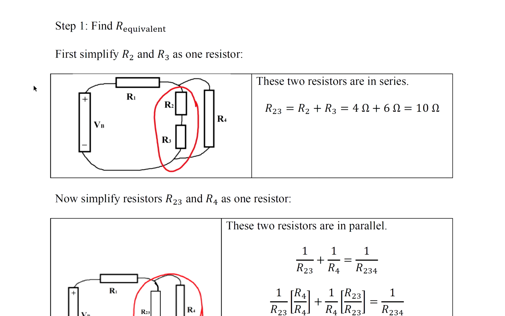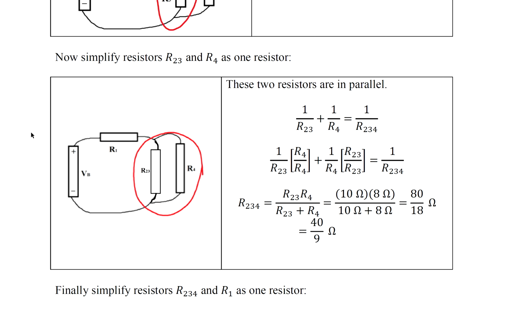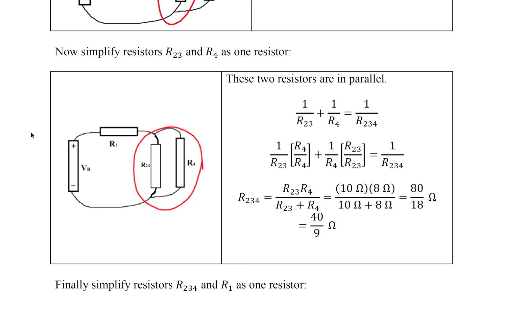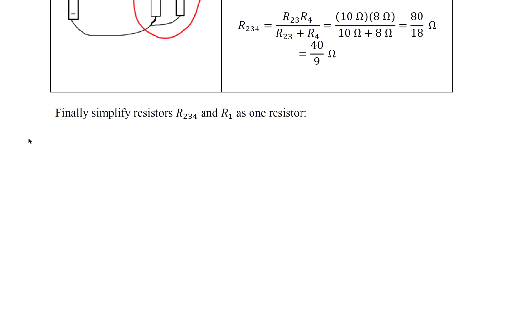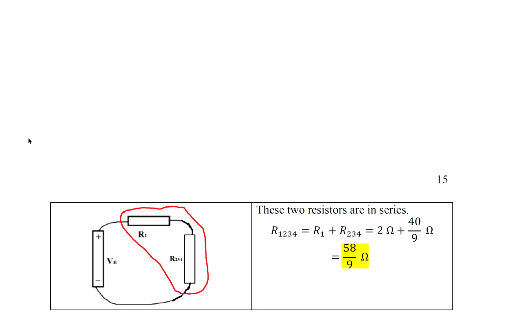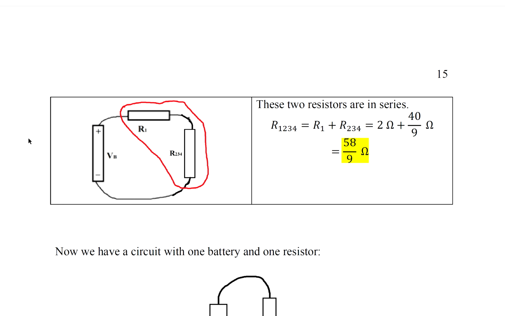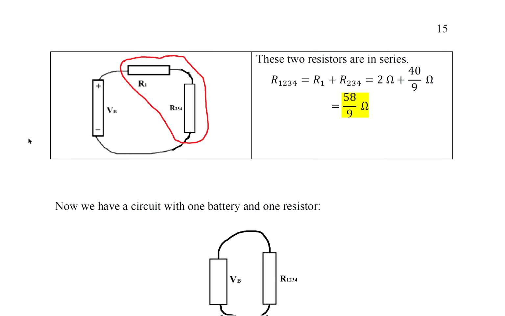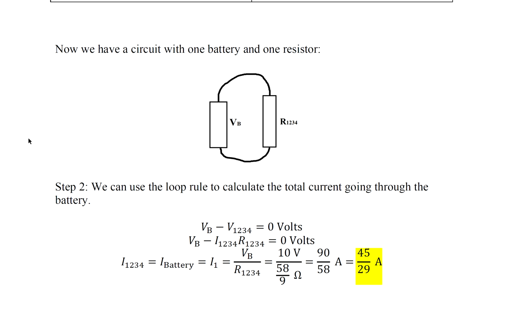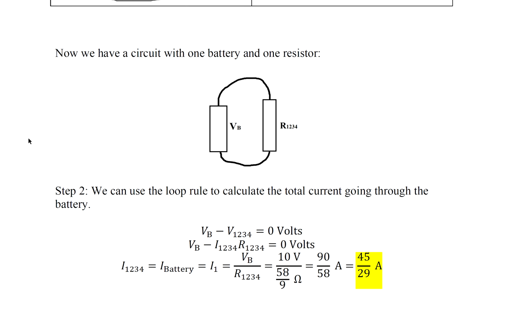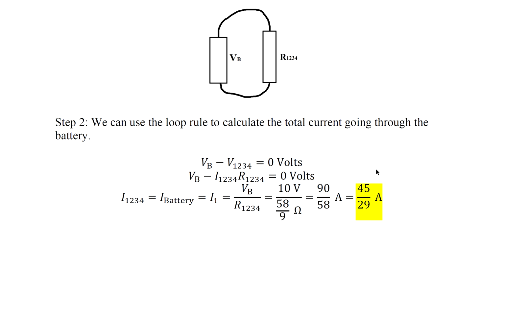So step 1, find R equivalent for R2 and R3, which is 10 ohms. Step 2, simplify R2, 3 and R4. They're parallel with each other. And then finally simplify resistors R2, 3, 4 and R1, which is this. Now we have a circuit with 1 battery and 1 resistor. So now we could use the loop rule from Kirchhoff's law to find the current going through the battery. The current going through the battery is 45 over 29 amps.